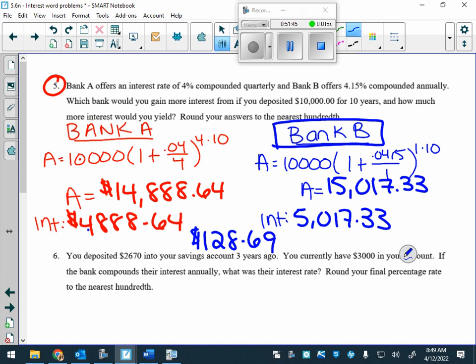So, when you're doing these and comparing, make sure you have the right equation. If you use parentheses, make sure they're in the right spot. For this one, we really just could have done 10,000, parentheses, 1.0415 to the 10th, and you would have got it. Because this over 1 is just that number. 1 times 10 is just 10.